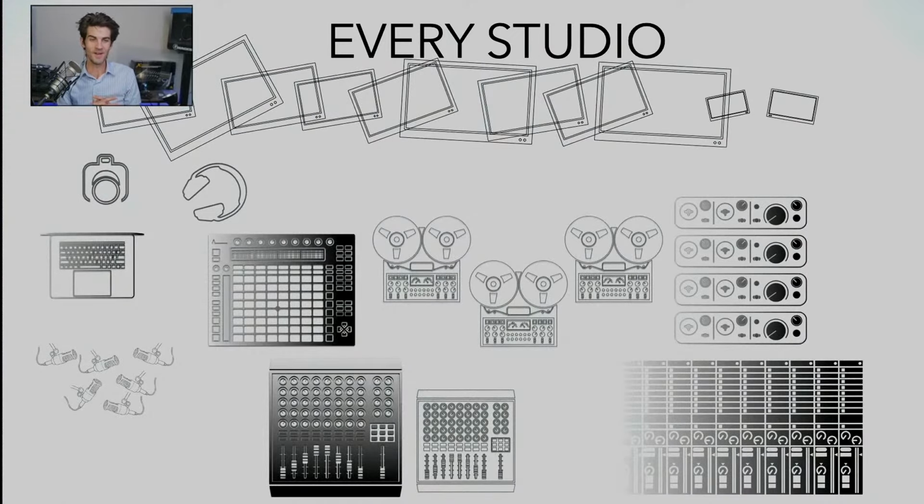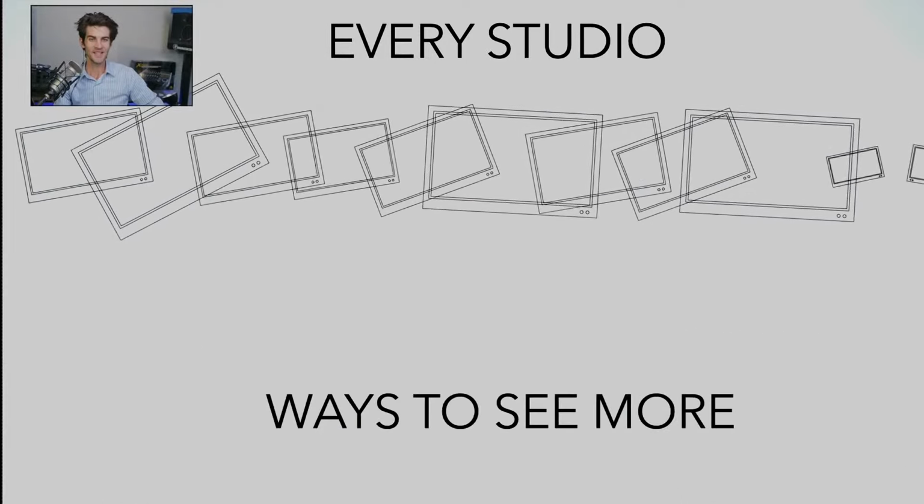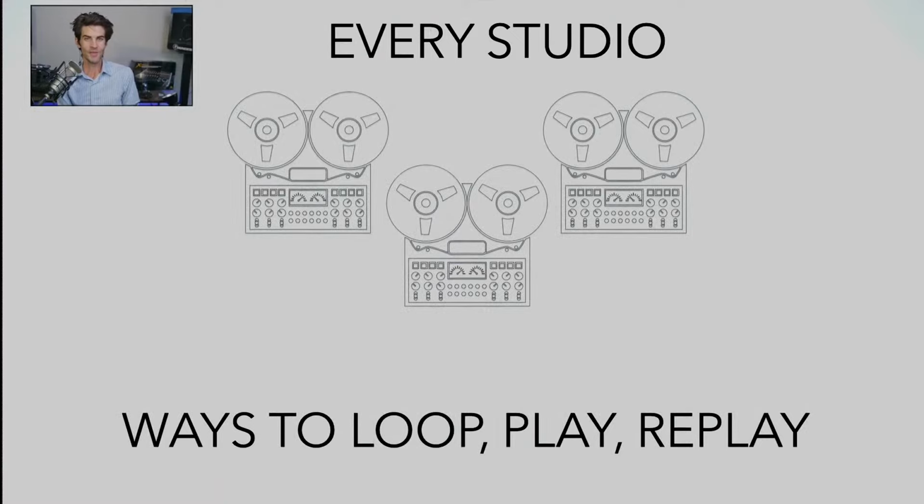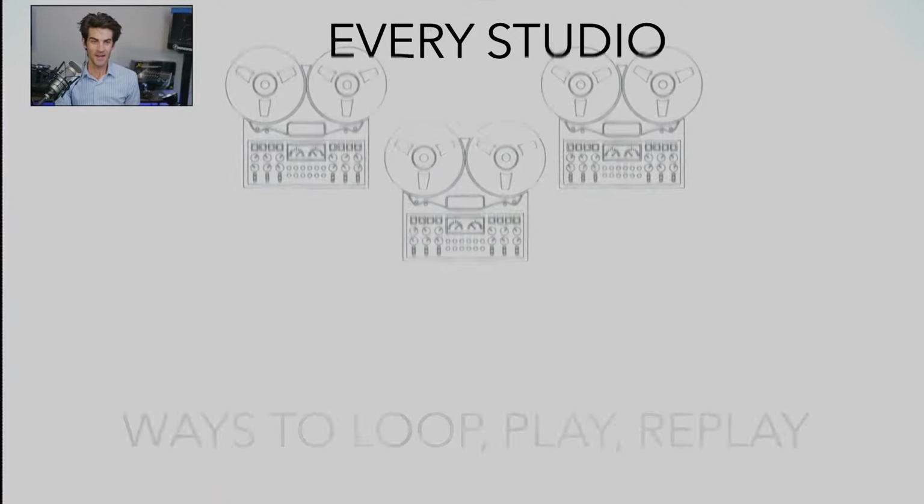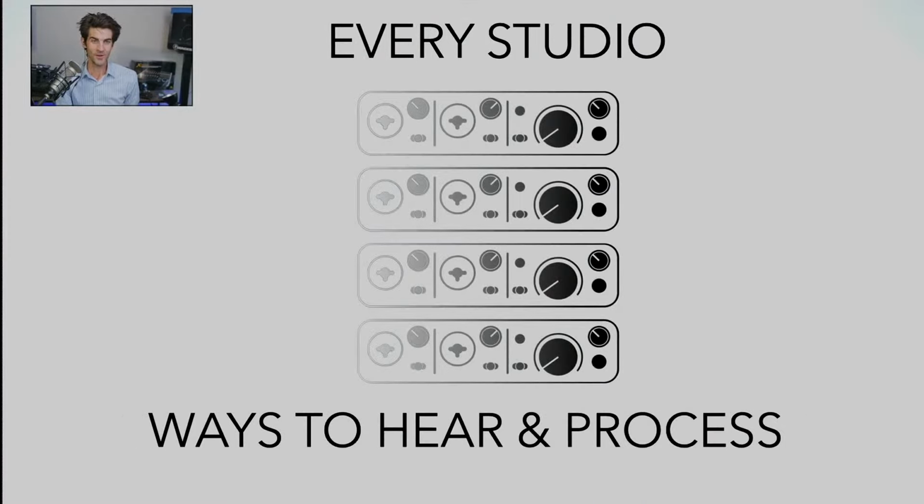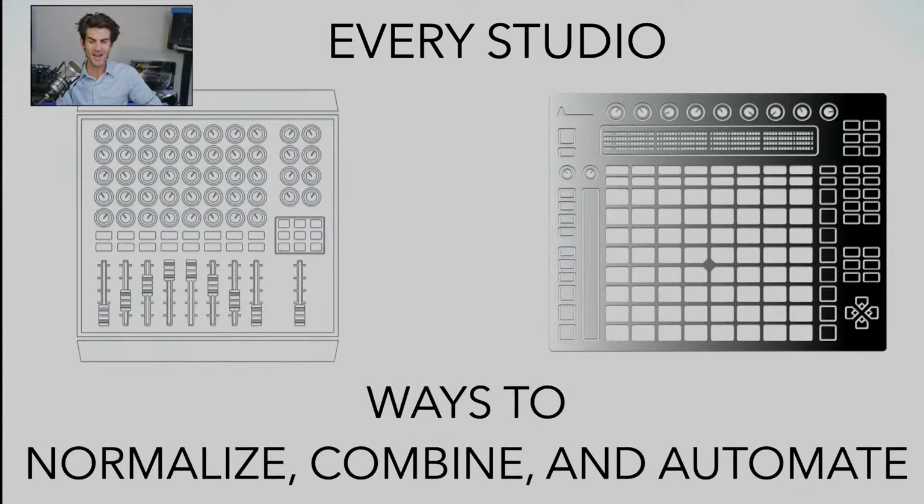And, you know, you'll find harmonies again. So every studio, for example, is going to have ways to see more than you're showing your audience, ways to loop, play, replay, and ways to hear and process. In this case, I just picked a sound card, and normalize, combine, and automate, and take all the things that you need to see and set them up in ways that may or may not be useful.